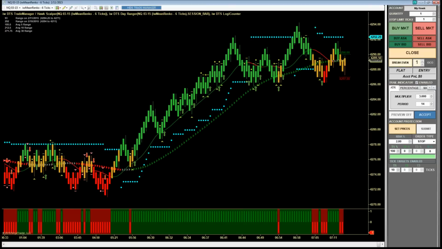So very helpful tool. Nice thing about this stop strategy is that once it's engaged, it's really hands off. You don't have to watch the market anymore. The tool will automatically roll your stops for you. So that frees you up to look for other trading opportunities.